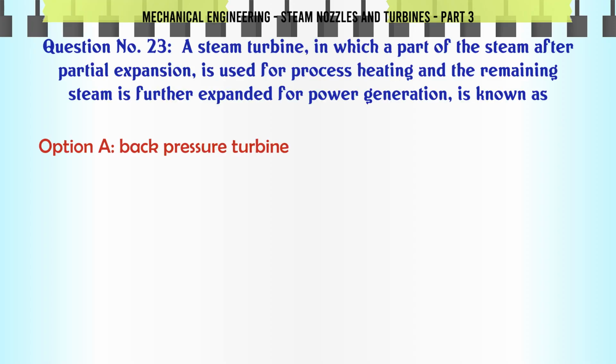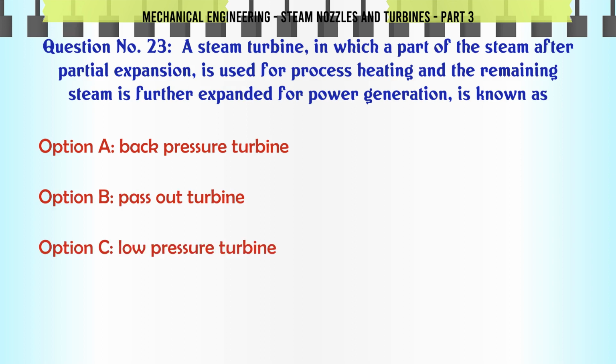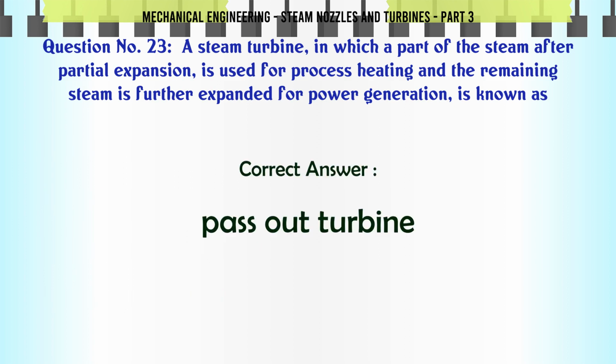A steam turbine in which a part of the steam after partial expansion is used for process heating and the remaining steam is further expanded for power generation is known as A. back pressure turbine, B. pass out turbine, C. low pressure turbine, D. impulse turbine. The correct answer is pass out turbine.